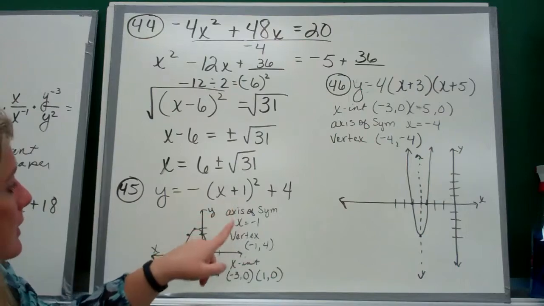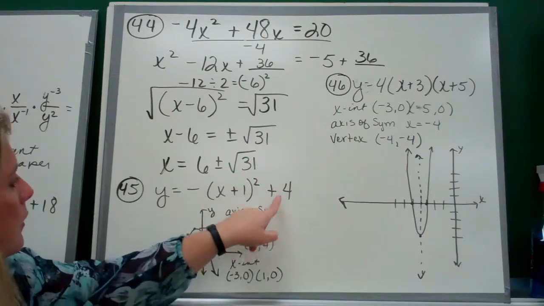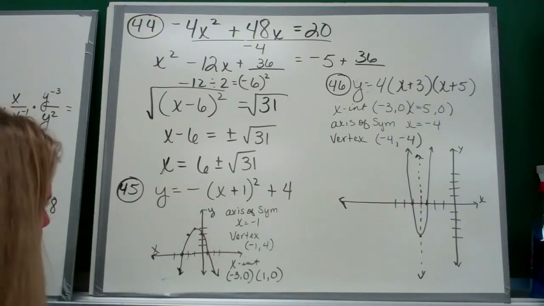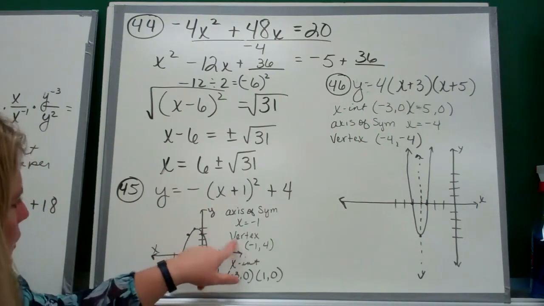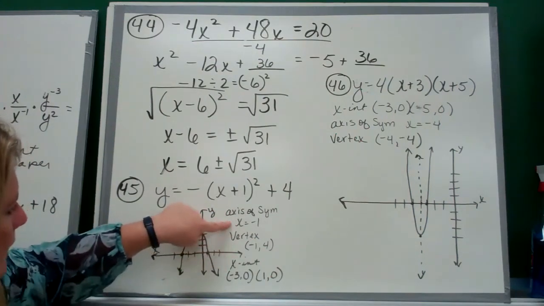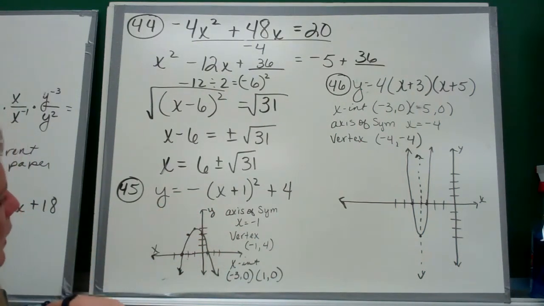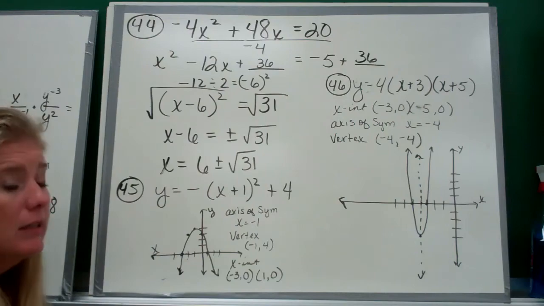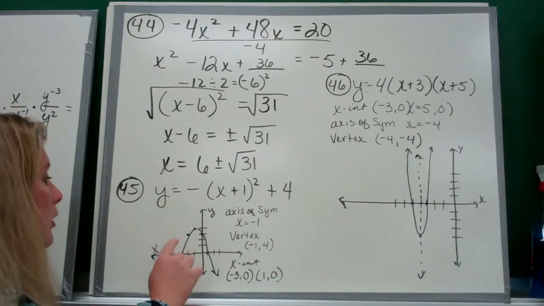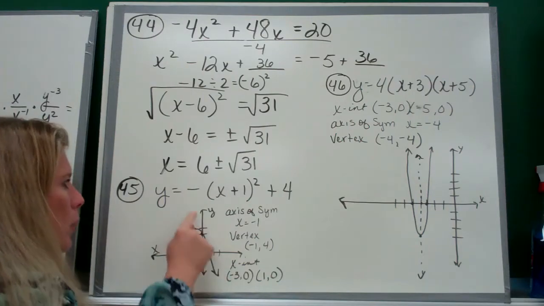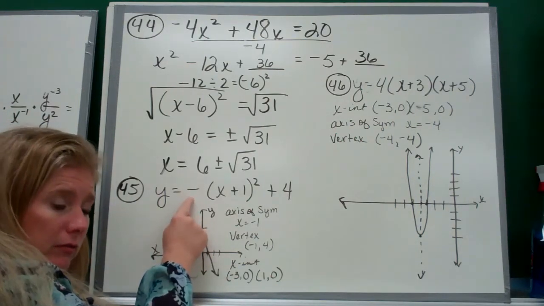So that's where the vertex is: -1, positive 4. Bad twins outside, good twins inside. So there's your vertex. Your axis of symmetry is the line x equals -1. Your x-intercepts are going to be (-3, 0) and (1, 0). There's your graph. And you can still graph using the pattern over 1, down 1, over 1, down 3, down, because that's negative.